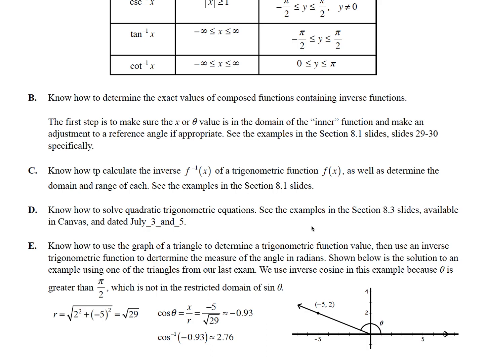Okay, now the next topic is you want to know how to use the graph of a triangle to determine a trigonometric function value, and then use the inverse to determine the angle in radians. Now, on the exam, this question takes the form of an application. In other words, it's a word problem. But that's really just a bit of a distraction in a way, because there are coordinates on the diagram, and you will use those exactly as you use the coordinates here.